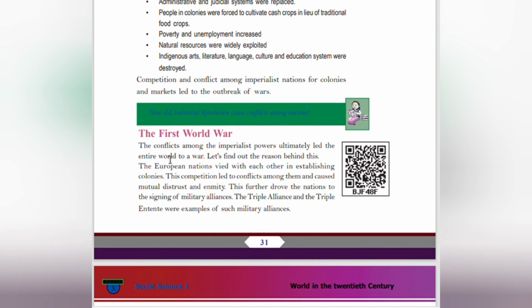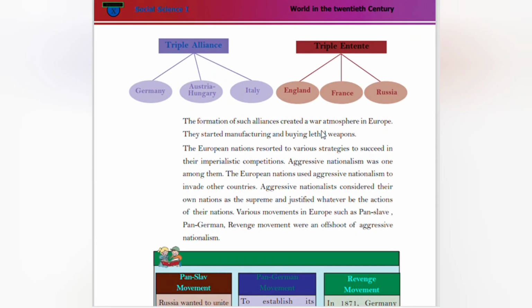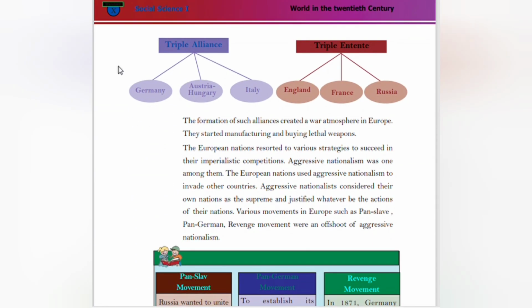The First World War. The conflict among the imperialist powers ultimately led the entire world to war. Let's find out the reason behind this. The European nations warred with each other in establishing colonies. This competition led to conflict among them and caused mutual distrust and enmity. This further drove the nations to the signing of military alliances. The Triple Alliance and Triple Entente were examples of such military alliances. Triple Alliance: Germany, Austria-Hungary, Italy. Triple Entente: England, France and Russia.